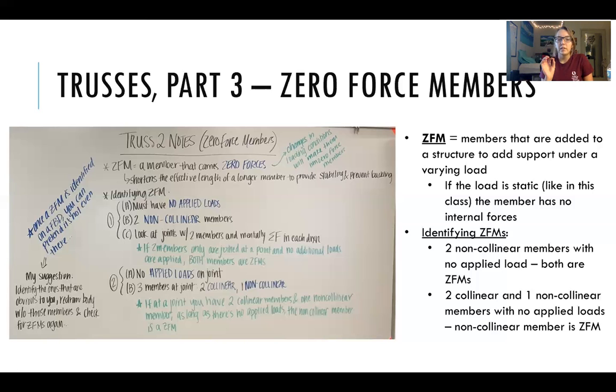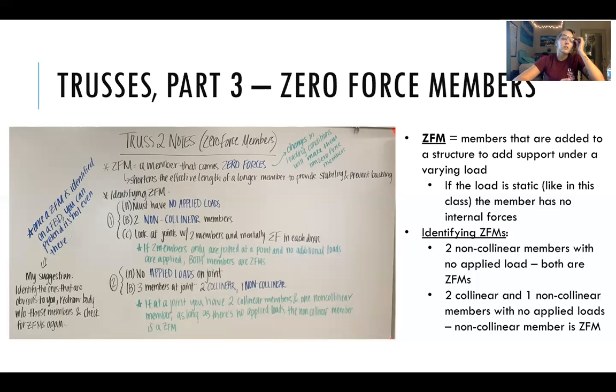So literally when you're looking at a truss problem, pick a joint, count the members on it. If it's 2 and there's no forces on that joint other than those 2 members, both of those members are zero force members. So that's the first case. The second case is if at one joint, 2 members form a straight line and there's only one other member acting on that joint or applied at that joint, the other member, or the one that doesn't form the straight line, is a zero force member.